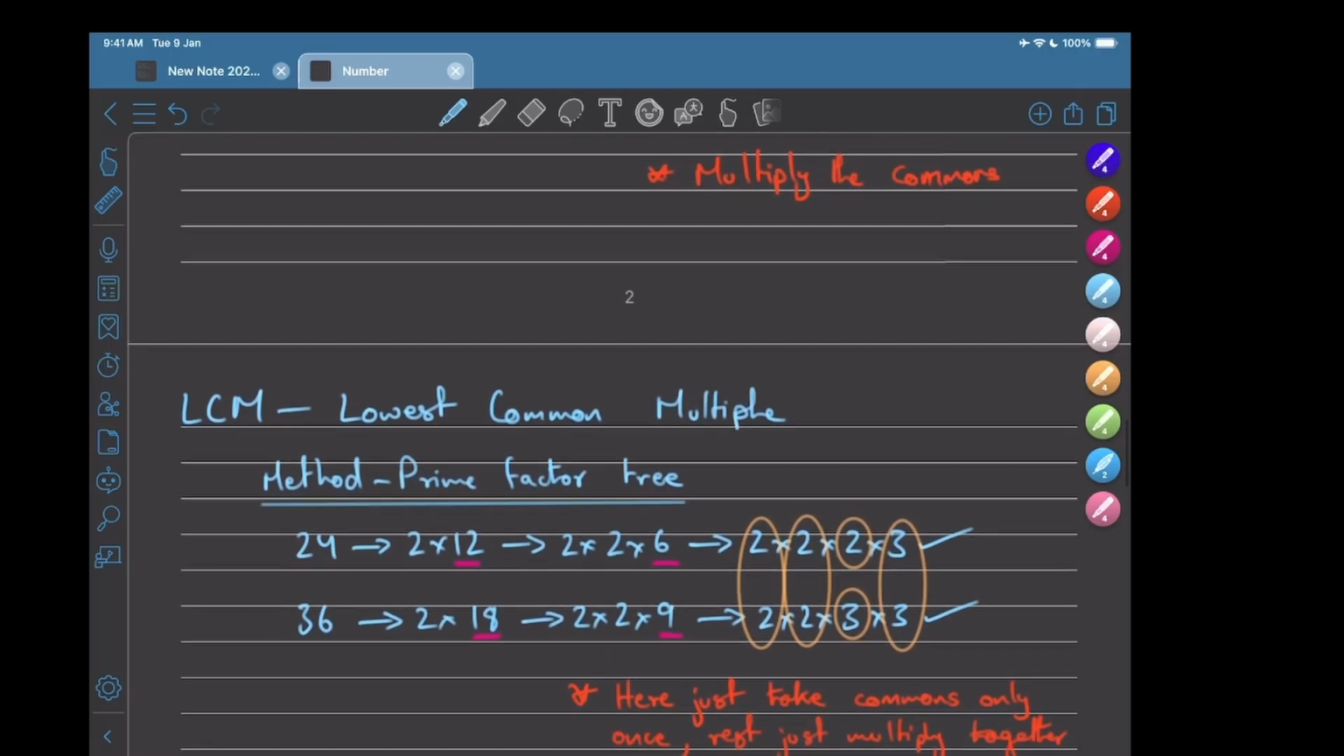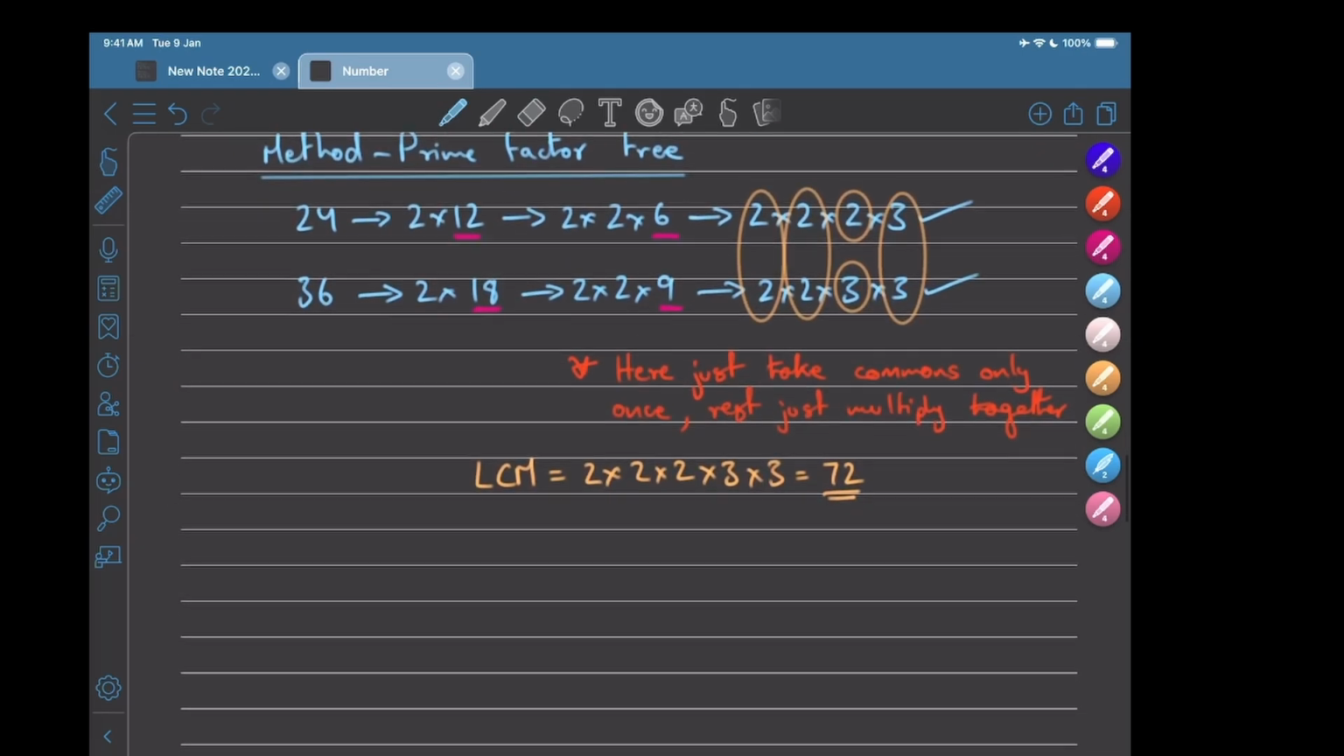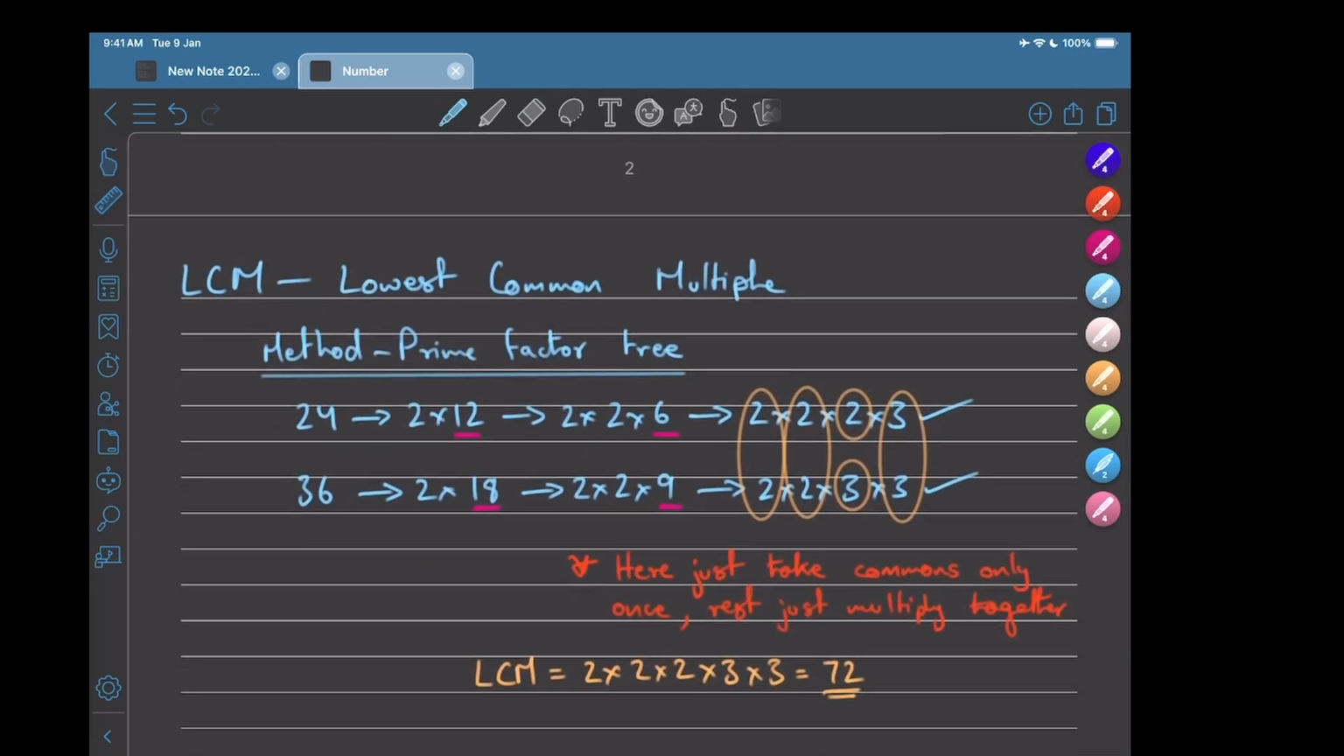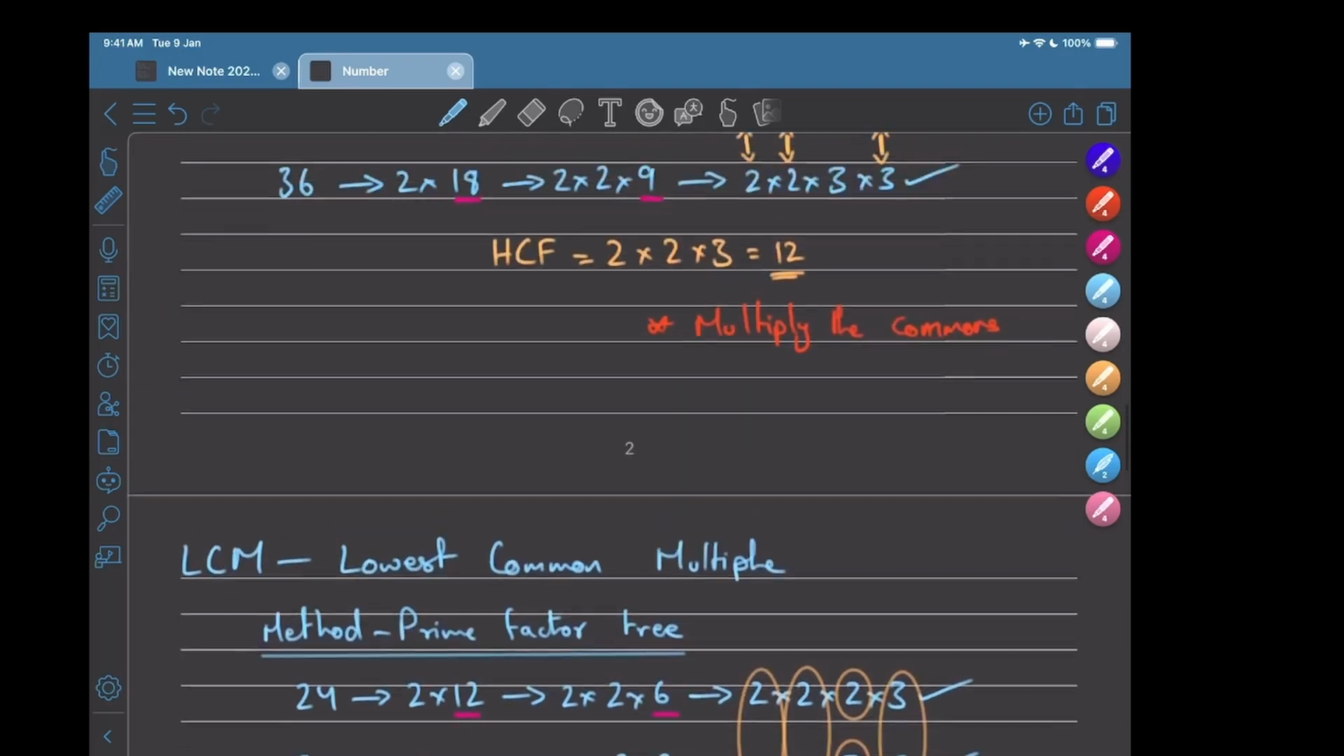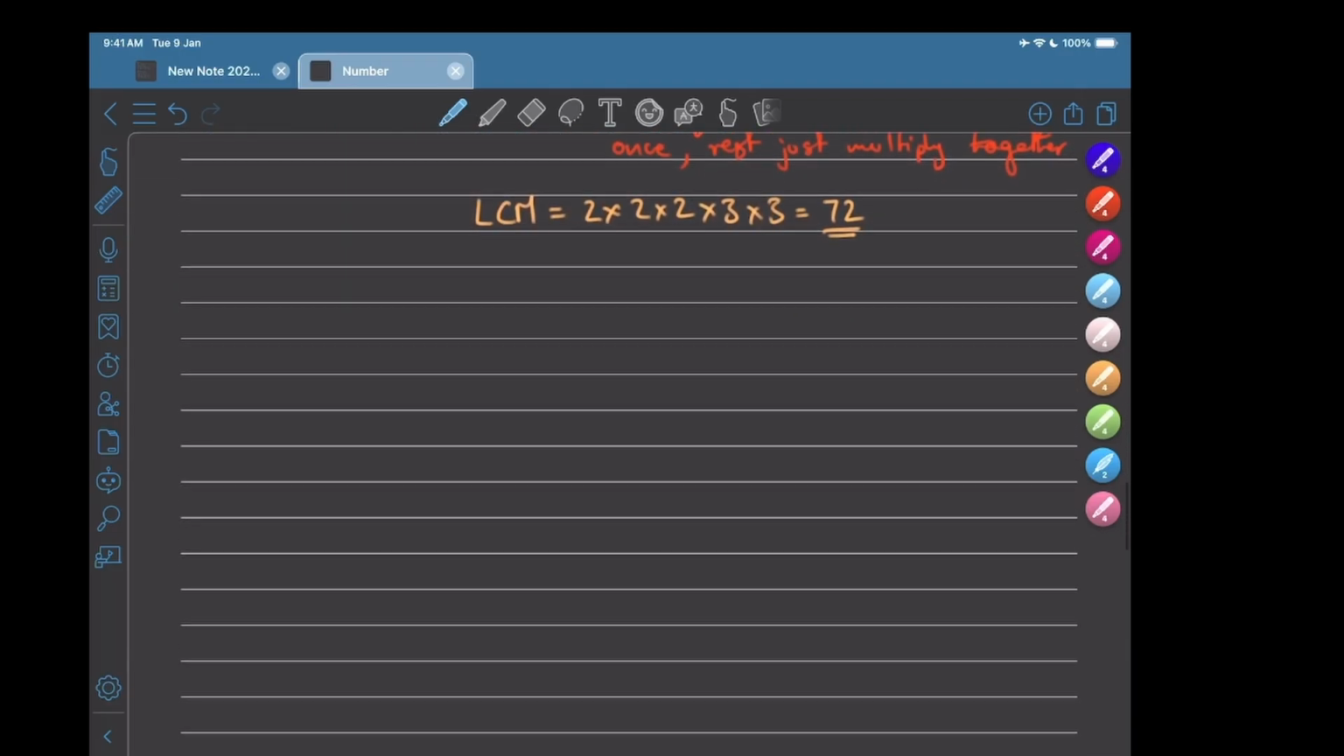Pretty simple. The reason why I recommend students going with the prime factor tree method is because it's easier to remember what to do. There are other ways, like with the division method, but I've seen that students forget it and mix it up. This is pretty hard to mix up, because in LCM you take everything and multiply together, and in HCF you just take the commons and multiply together. I think that's much easier to remember. Again, it depends on you. Whatever you feel comfortable with, absolutely go for it. If there is something that your teacher is teaching and you're more comfortable with it, absolutely go for it.